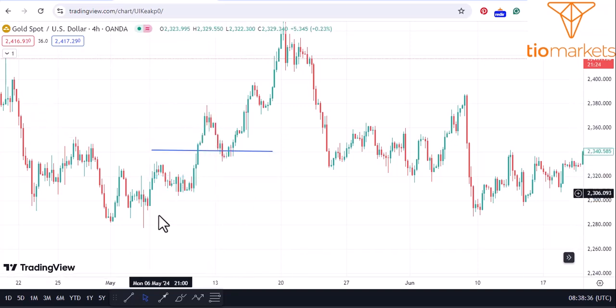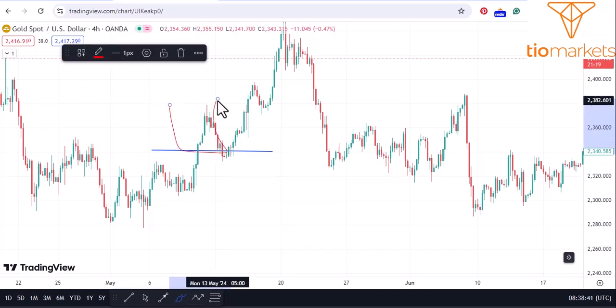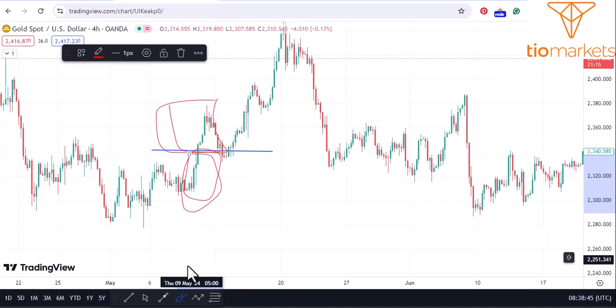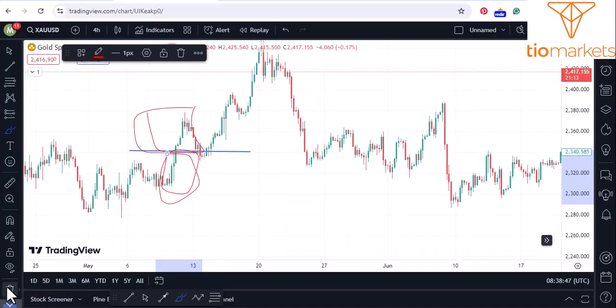After doing that, you will know that this is your premium area, and this is your discount area. And what do you need to do with that? What you need is very simple.